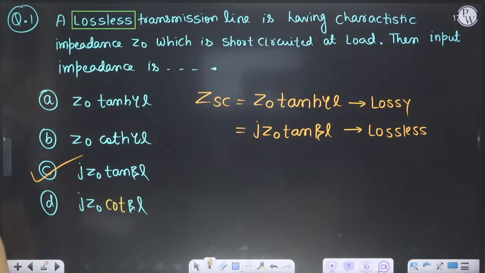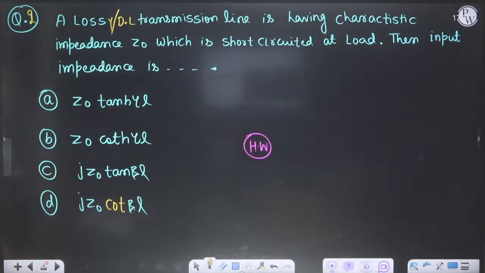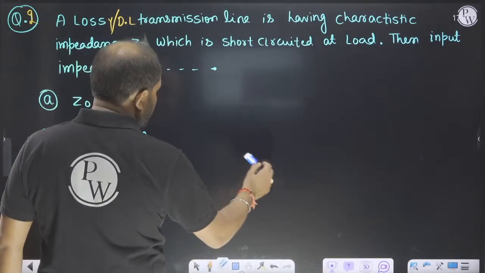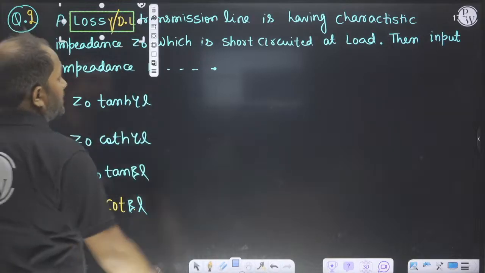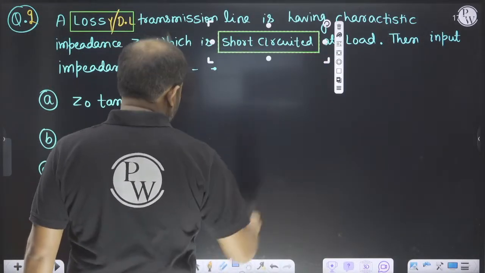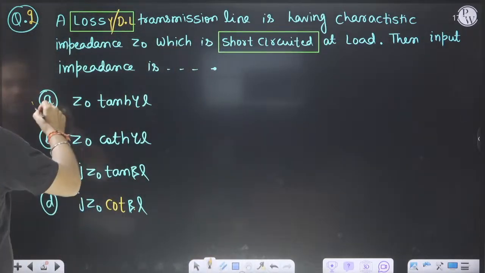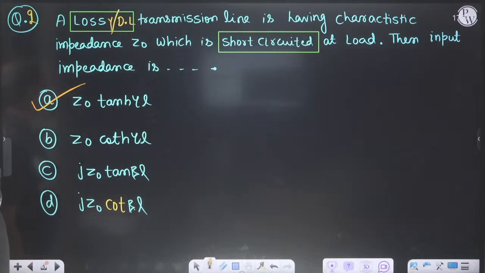This is a simple question they will ask in the ECE exam. Here lossy and distortionless are given, and they are asking for the short circuited case. So lossy with a short circuit gives the hyperbolic function, so the answer will be A. For a lossy transmission line, short circuited, it will be Z0 tanh(gamma L).